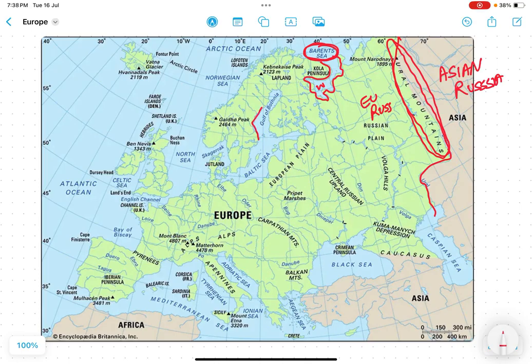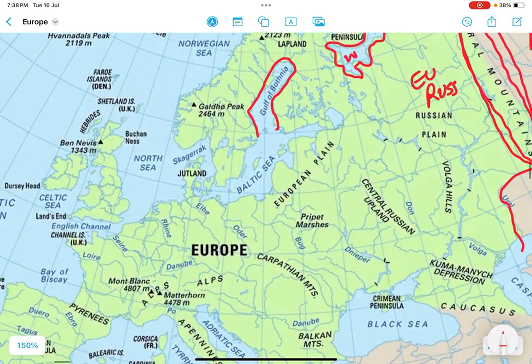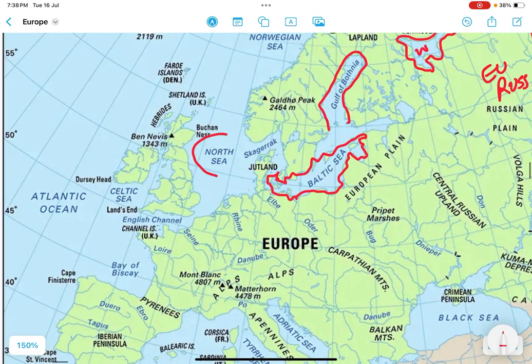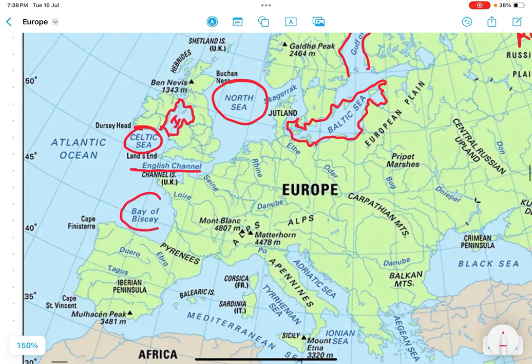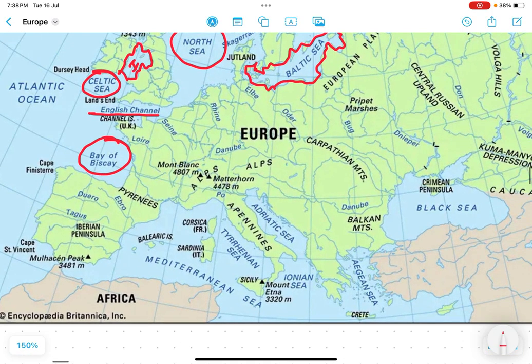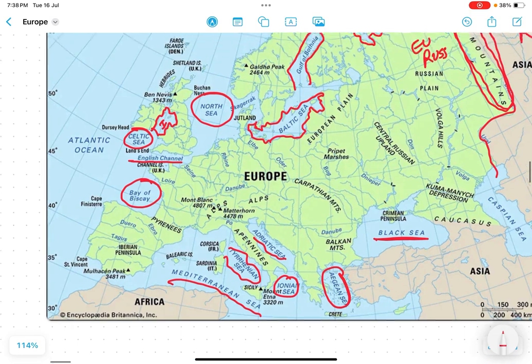Then we have Gulf of Bothnia here. Then we have the Baltic Sea. This region is called the Baltic Sea, right? Then we have the North Sea, Celtic Sea. In between, this is the Irish Sea. We have the English Channel, Bay of Biscay. Then we have the Mediterranean Sea, Tyrrhenian Sea, Adriatic Sea, Ionian Sea, Aegean Sea, Black Sea. So all of the important water bodies of Europe.